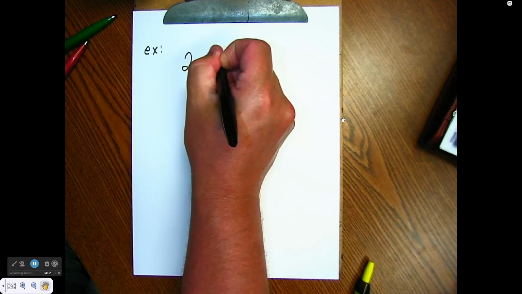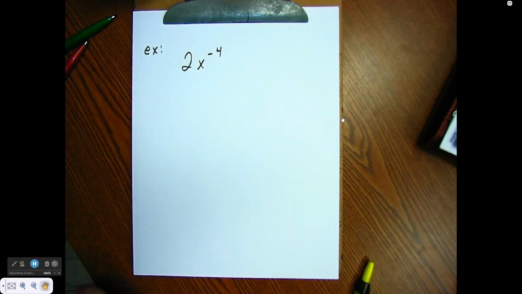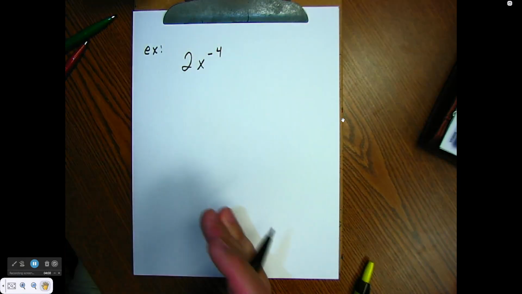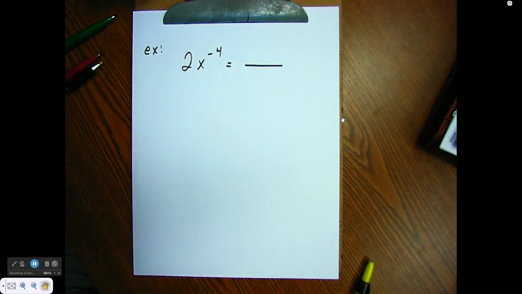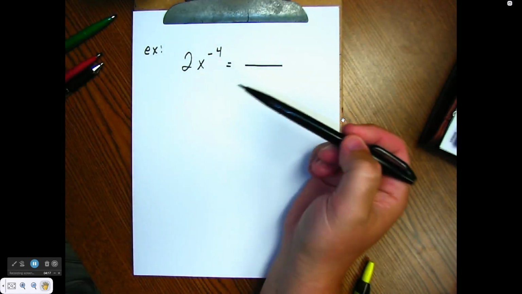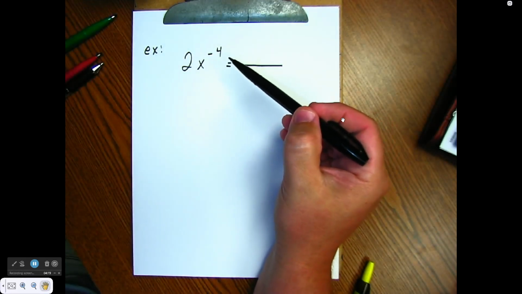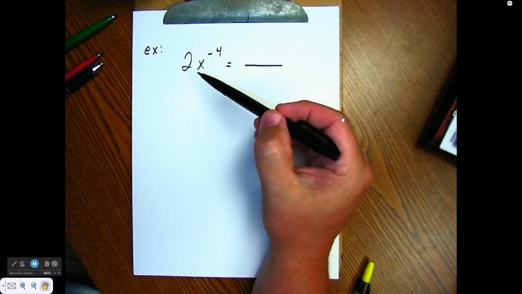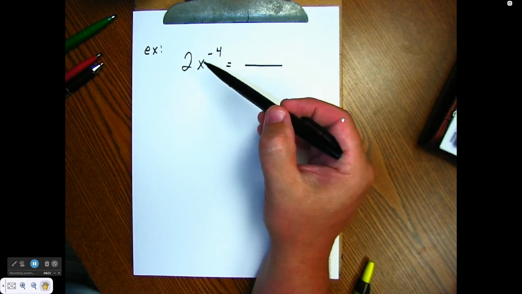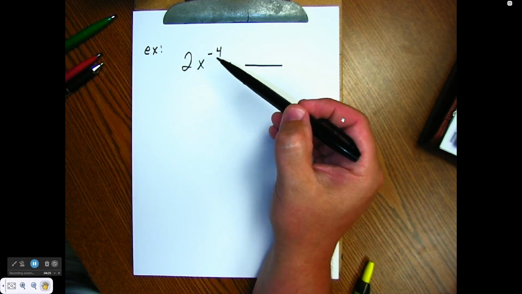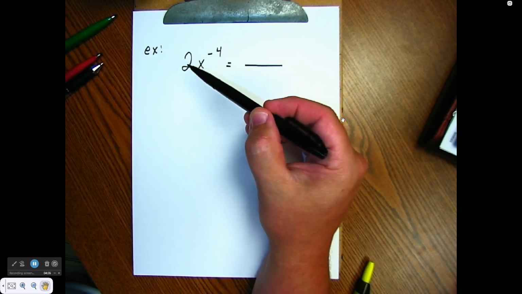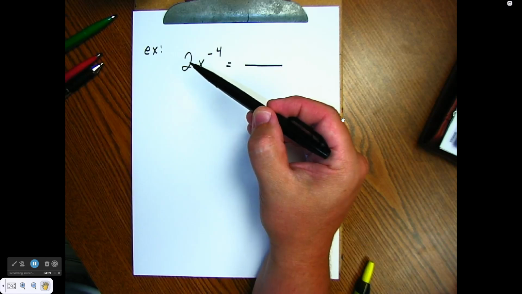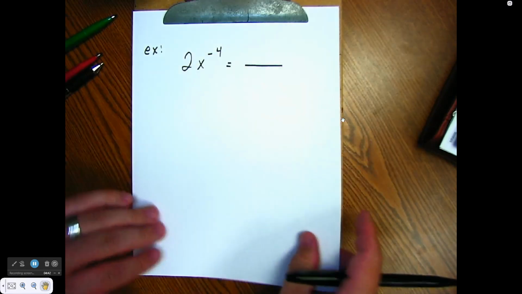Two x raised to the negative 4. Well, the issue here again is the negative exponent. But now what I need you to pay attention to is what is being affected by this negative exponent. Is it just the x or is it 2x? Well, there's no parenthesis. So that tells me that this exponent of negative 4 is only affecting the x. It has no authority over this 2. No authority whatsoever. Let me show you this.